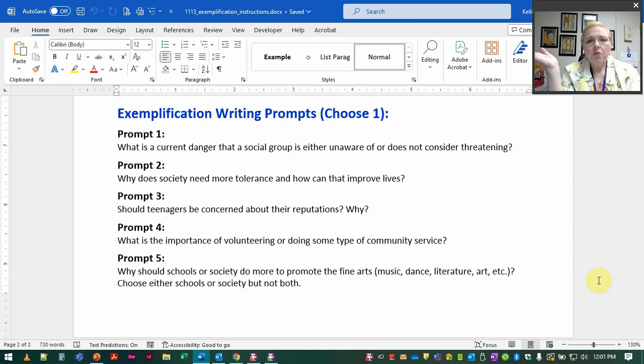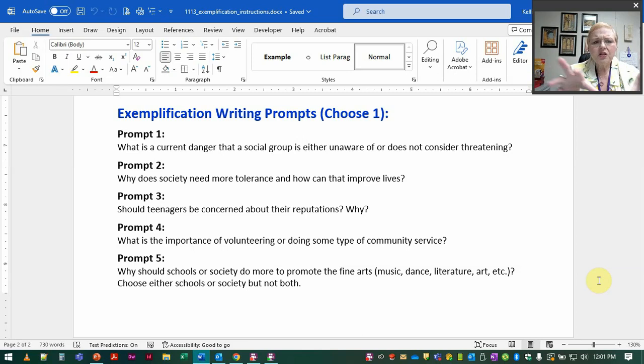Society is a little bit more amorphous because school is a very particular context. So this would be anything that's outside of school. Like, what can your town do, or what should the government do or the state do, or what should individuals do that would promote the fine arts? That might be attending shows more regularly. It might be helping to support artists or something like that, right? So again, that's what you're doing there.